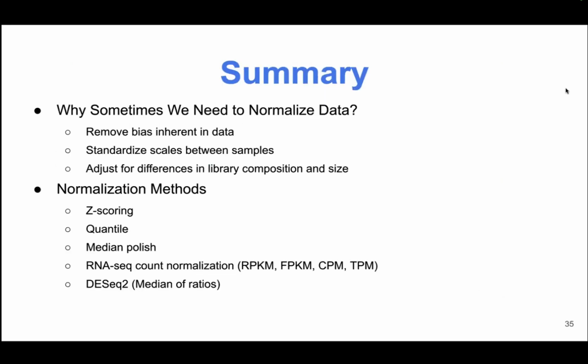So in summary, we discussed why sometimes we need to normalize our data: to get rid of inherent technical bias in our data and preserve our biological effects. We're going to standardize scales between samples, versus looking at very small and very large values, so we're able to compare those more accurately. And we want to adjust for differences in library composition, size, and occasionally gene and transcript length as well.